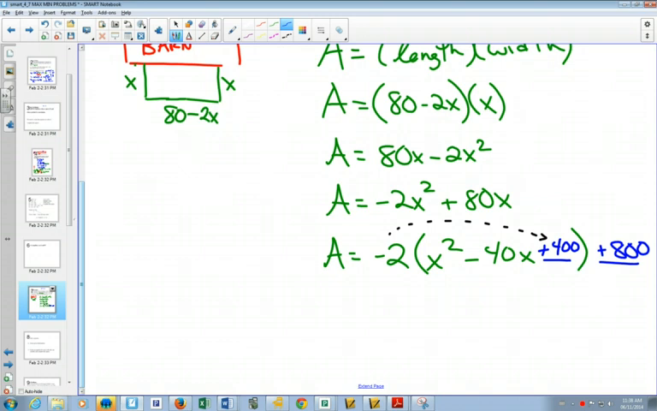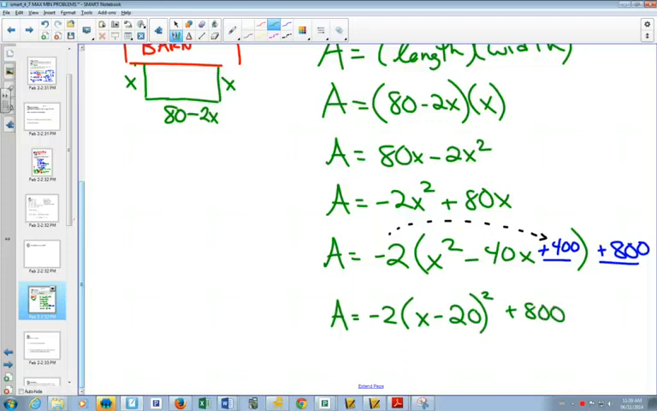Because that -2, you see the black line, hits that 400. So we always have to, and if you look back at your notes, we had a special thing there, remember to multiply by that a value. And now we have -2(x - 20)² + 800.